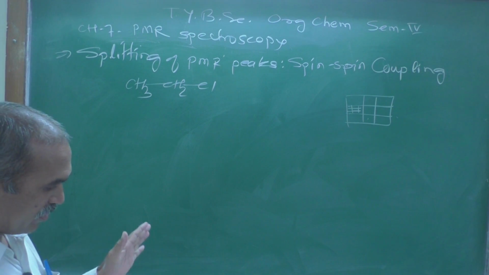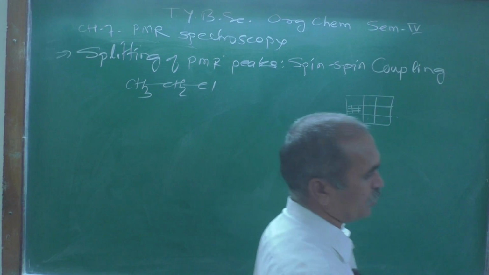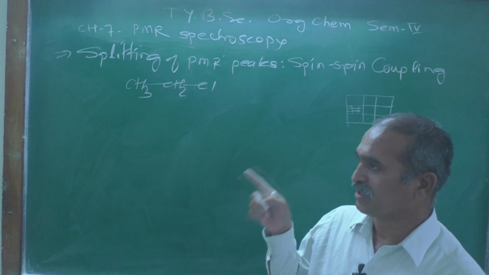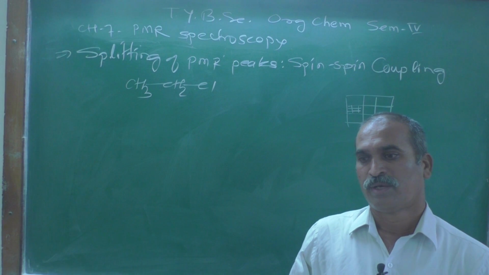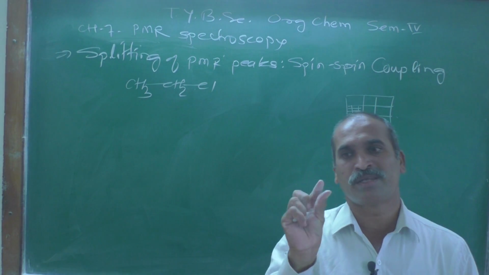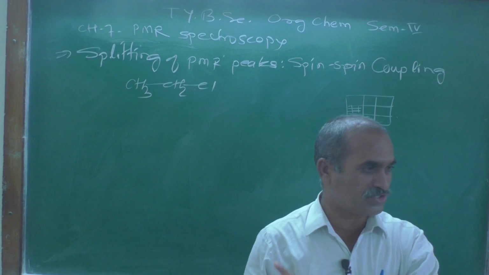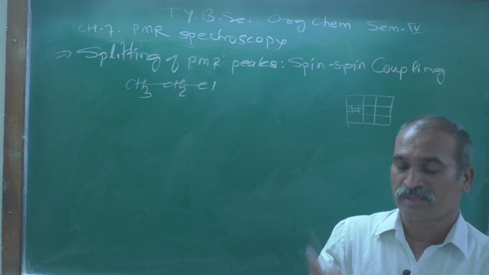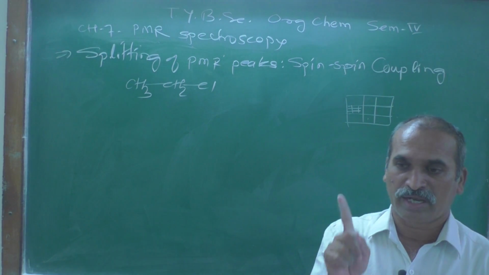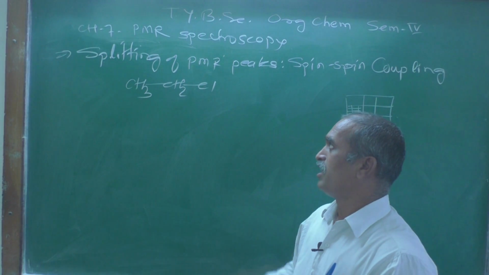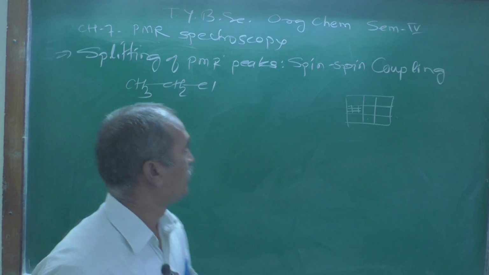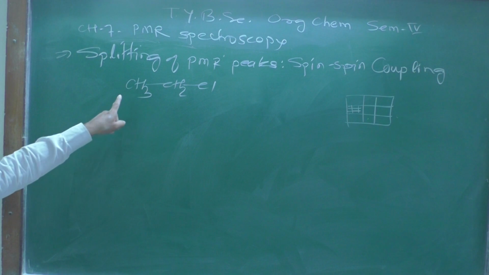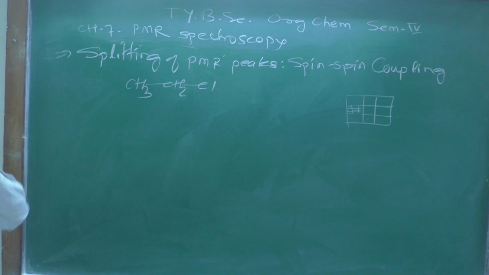One peak can get split into different peaks, but while splitting, its chemical shift value is never changed. Splitting will take place, no doubt about it, but the chemical shift value remains as it is. Now look at here, the simplest example I am trying to explain, ethyl chloride.